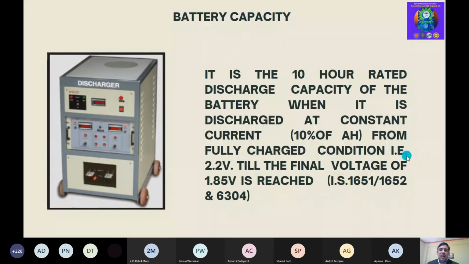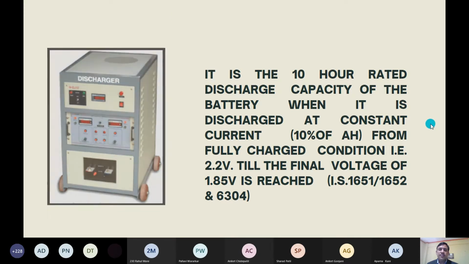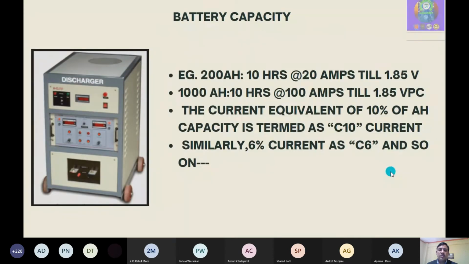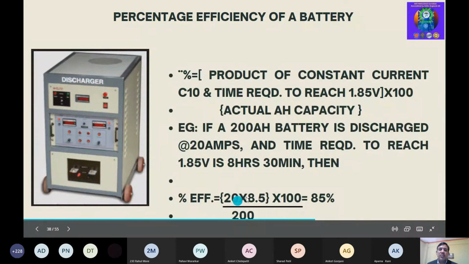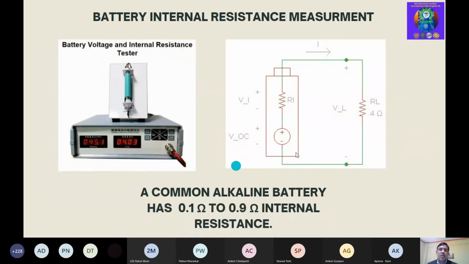For battery capacity, it is mandatory to have a battery capacity test once a year, and for that you need a discharger to discharge your battery set. We have to isolate the battery from the system and then discharge it. If I am discharging a 200 Ah battery set at 20 ampere for 8.5 hours, then we can say it is 85% of its battery capacity.